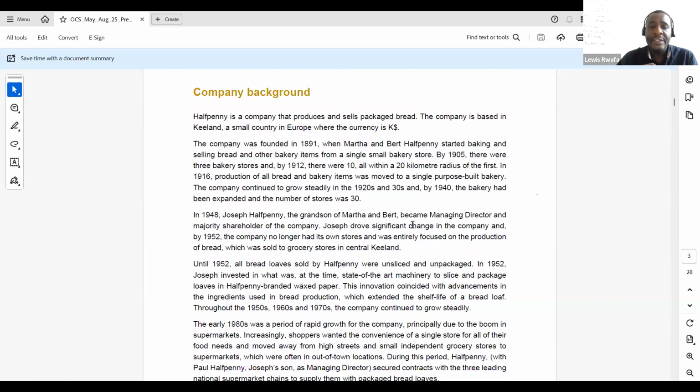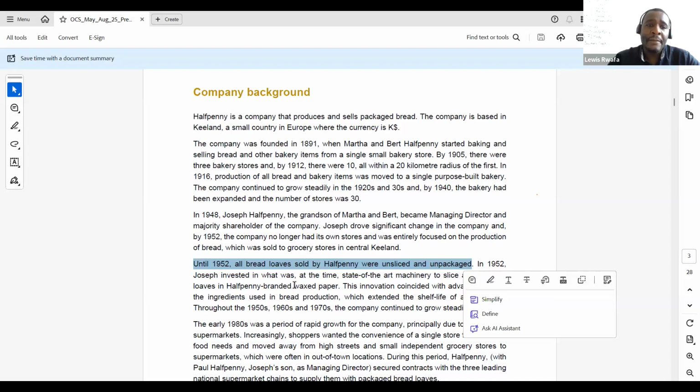So most important information, the company was founded in 1891. Straight away, that opening sentence tells me that if I'm looking at my SWOT analysis, then I am going to look at this company, Halfpenny, having been in the business for a very long time. It gives them an advantage in terms of understanding the market dynamics and what happened in the industry. They have seen the transition from when they were selling bread through its own bakery stores. But in 1952, something happened.